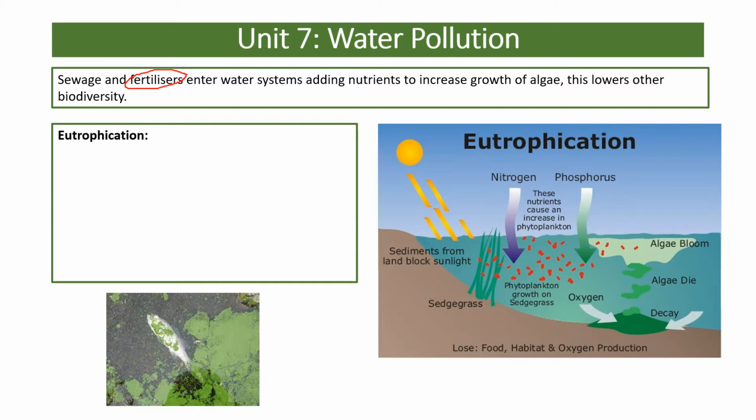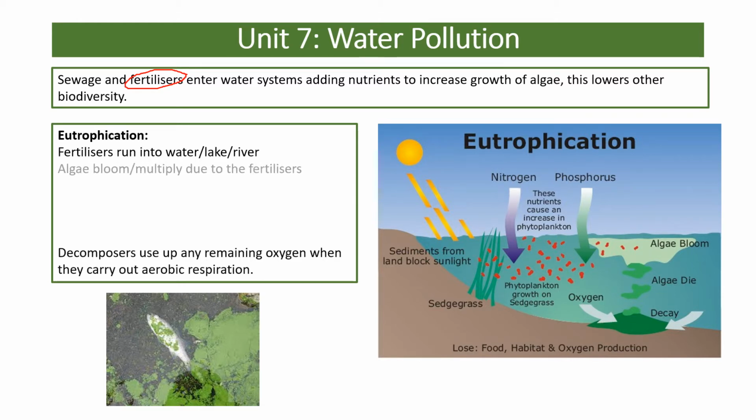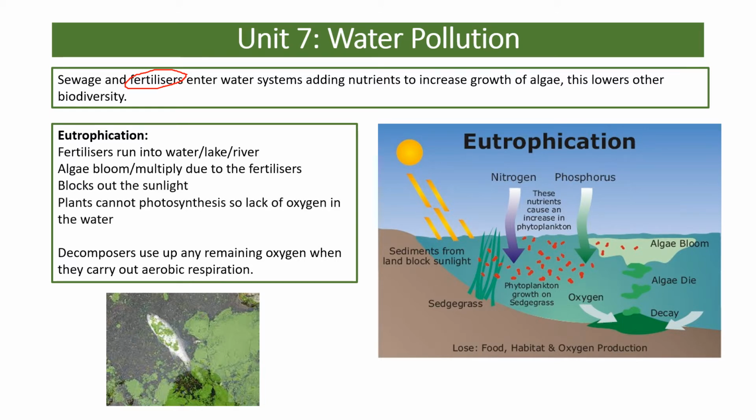Now why is this a problem? This is what happens, and you need to be able to talk your way through this. First, fertilizers run into the lake off the farm, let's say. You get something called an algal bloom. The algae grow in huge numbers because they have all these nutrients, and they're the first things that can get hold of those nutrients. This blocks the sunlight out in the lake or river, and then the plants below don't get any sunlight, and they can't do photosynthesis. So less oxygen is available in the water, and the aquatic life starts to die. As they die, it gets even worse because bacteria and fungus decompose what's dying, and that uses up any last level of oxygen in the water.